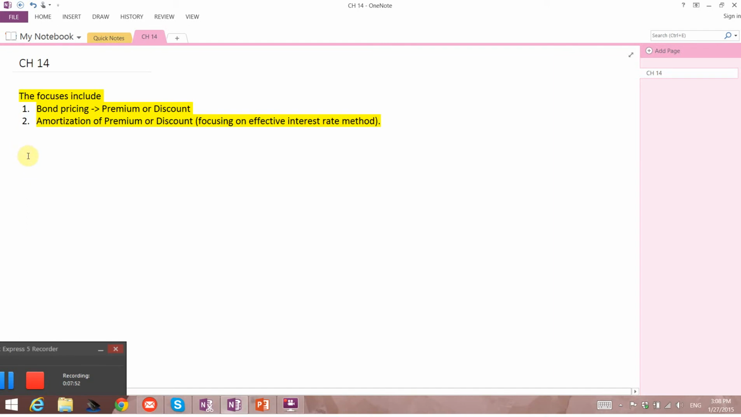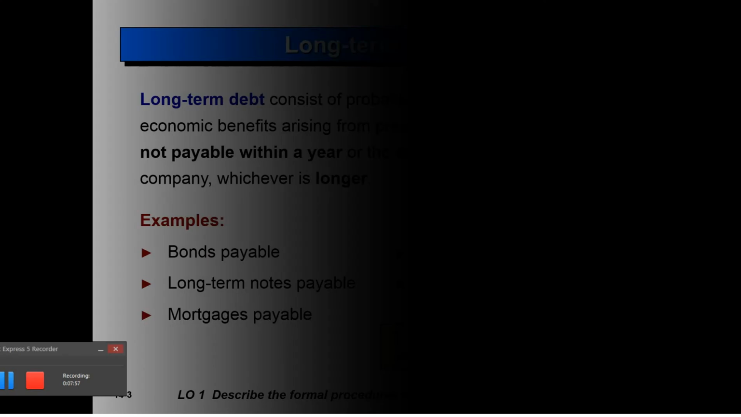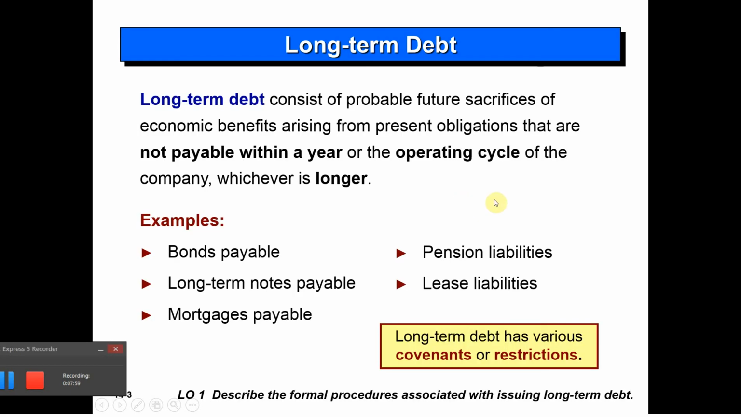Now, let's look at the different types of long-term debt. Again, as I said, this chapter mainly talks about corporate bonds, which is one typical type of long-term debt a company can have. But of course, there could be other types of long-term debt as well. And here you see a total of 5 examples, including corporate bonds.